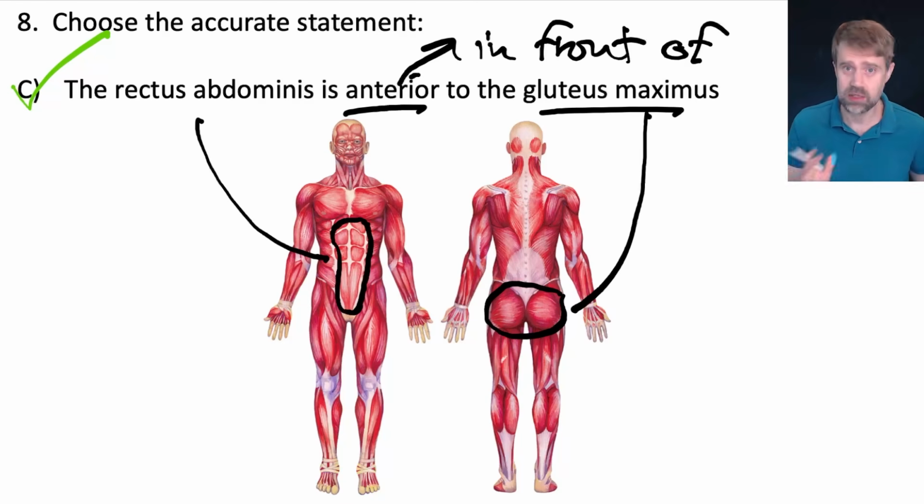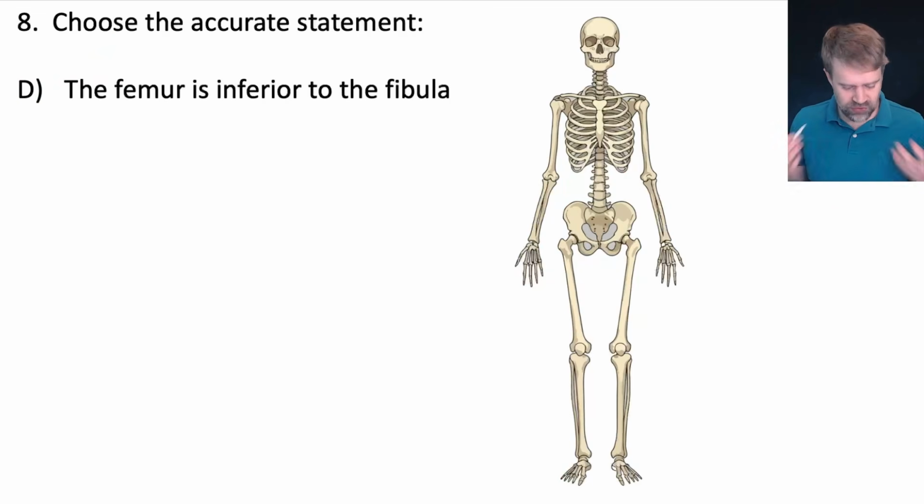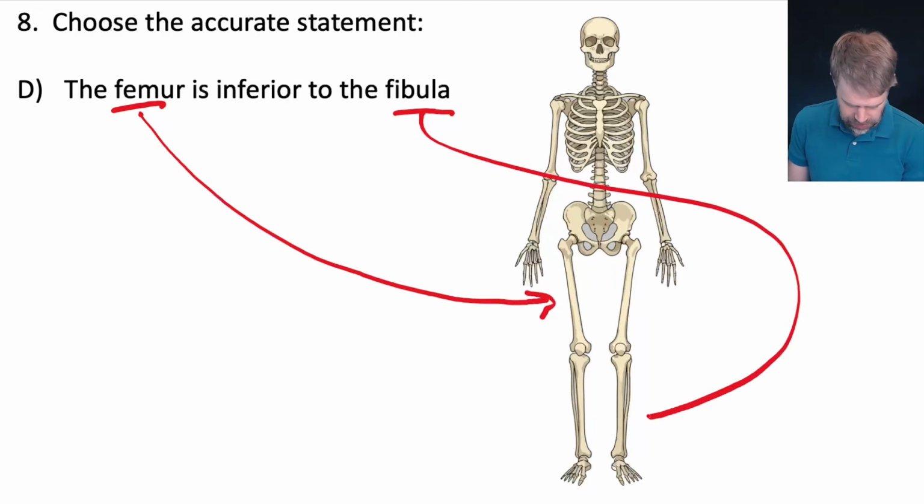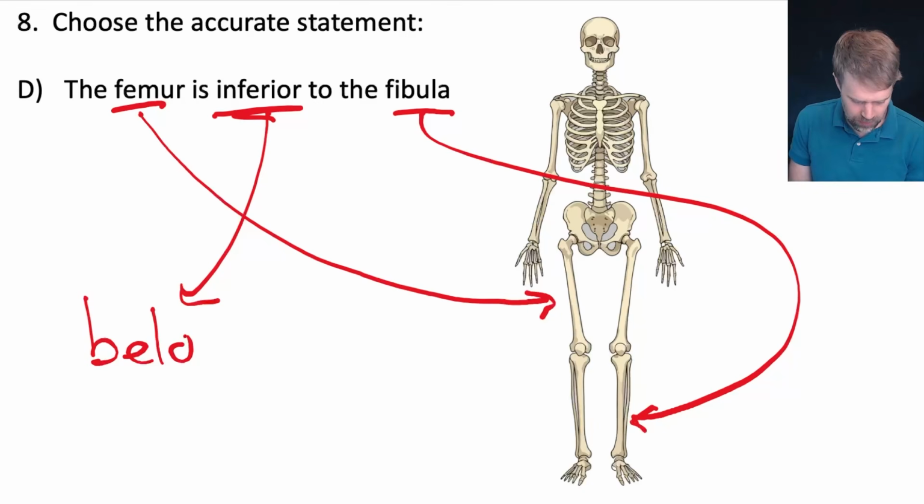Let's just look at D to double check and to learn something else. The femur is inferior to the fibula. These are bones that we're talking about. The femur, what is a femur? Femur is that bone right there, the leg. The fibula, what is that? It's that bone there, the thin one. That's a fibula. Inferior, what does inferior mean? It means below. The femur is inferior to the fibula, is that true? Absolutely not. The femur is above the fibula. So that means that D is also wrong.